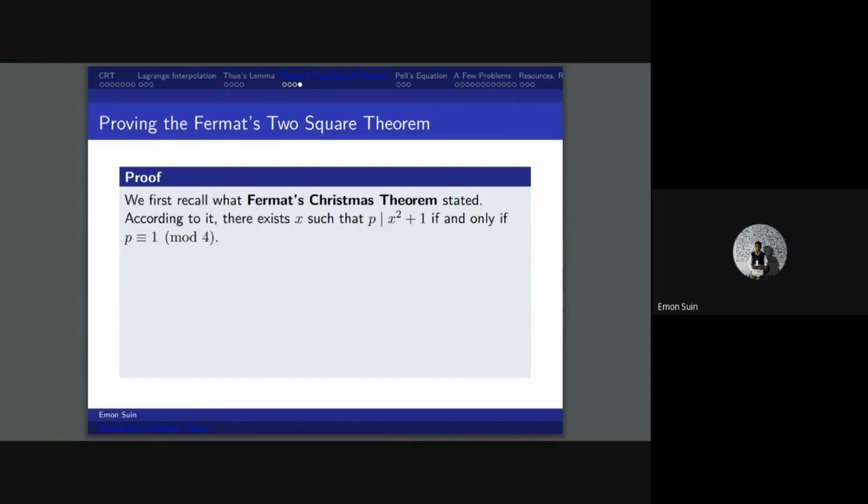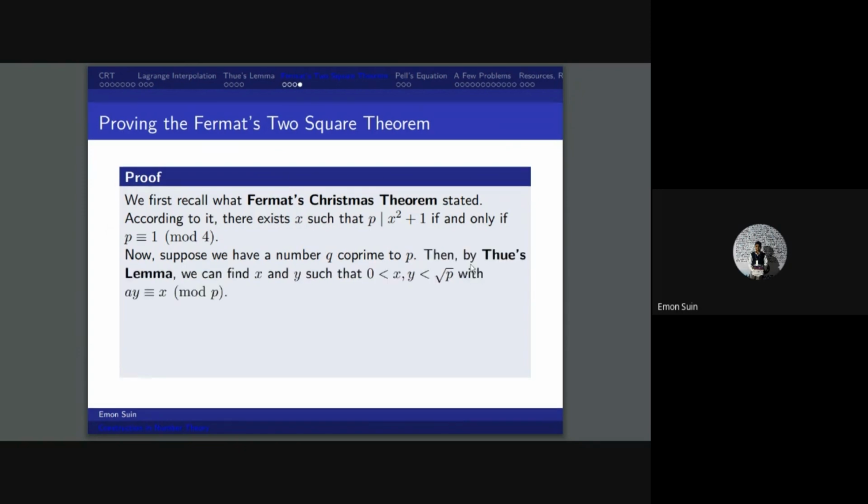So is it clear what this Fermat's Christmas theorem states? I guess the statement is clear. Okay, so now suppose we have a number q coprime to p. Then by Thue's lemma, we can find x and y such that 0 is less than x, y is less than root p, with qy congruent to x mod p. Here we are assuming x and y to be just modular stuff. I have not written it, but you can understand that I mean it.